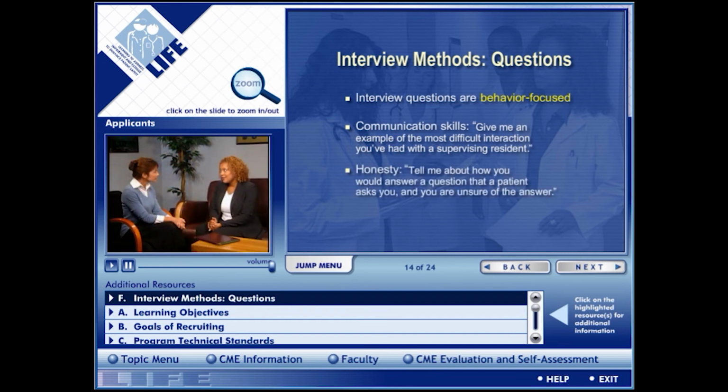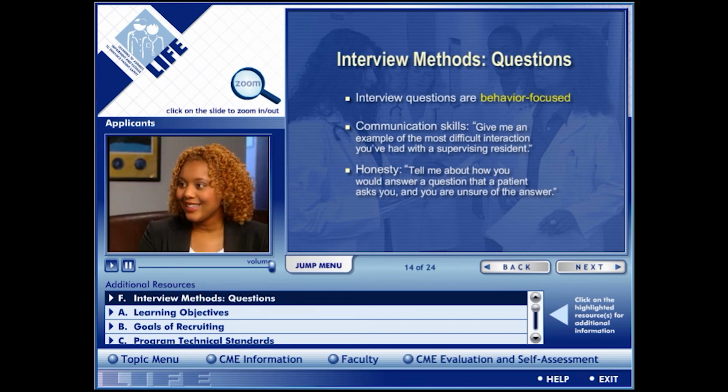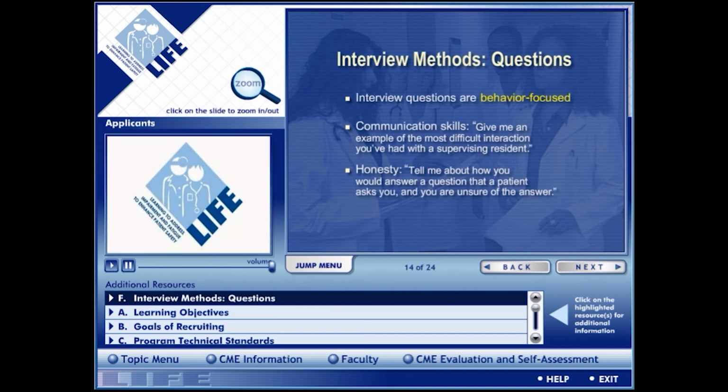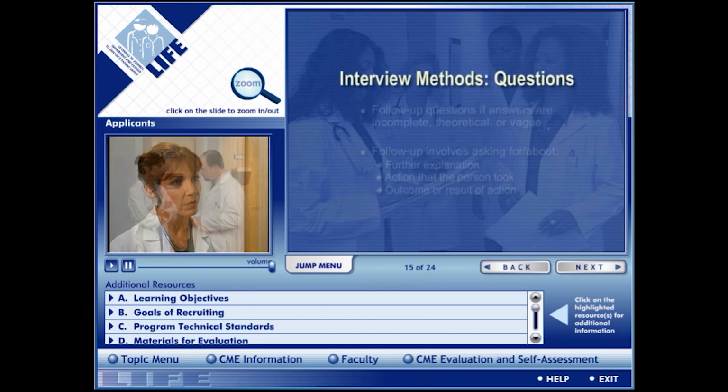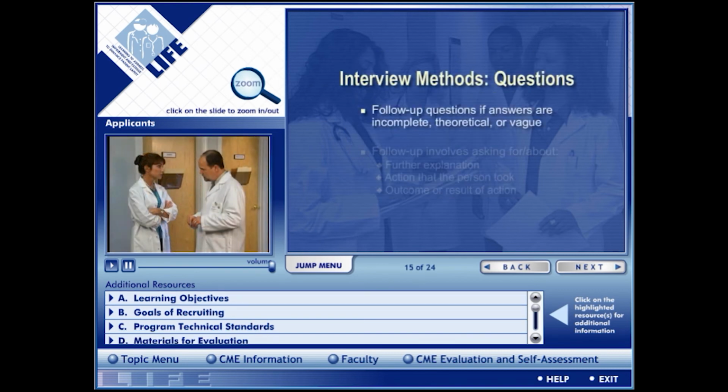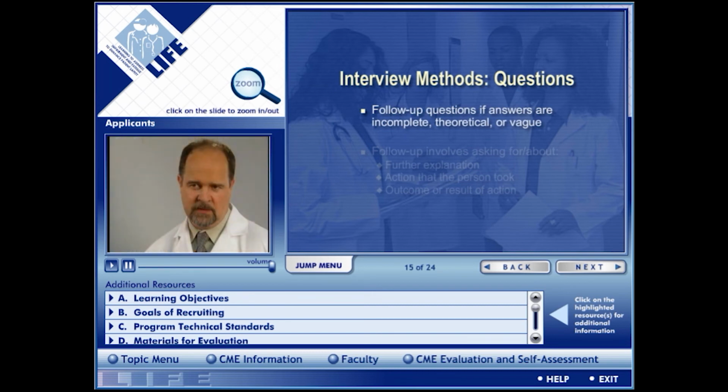A question about honesty could be, "Tell me about how you would answer a question that a patient asks you and you are unsure of the answer." A question about being a team player could be, "Tell me about a time when you went out of your way to help a team member." You can find sample questions for testing other behaviors in the additional references box at the left bottom corner of your screen. The key to asking these questions is to follow up with further probe questions if the answer you receive is incomplete, theoretical, or vague.